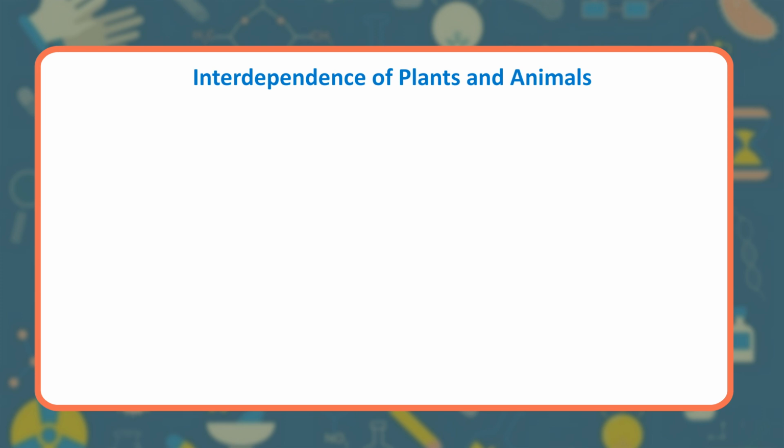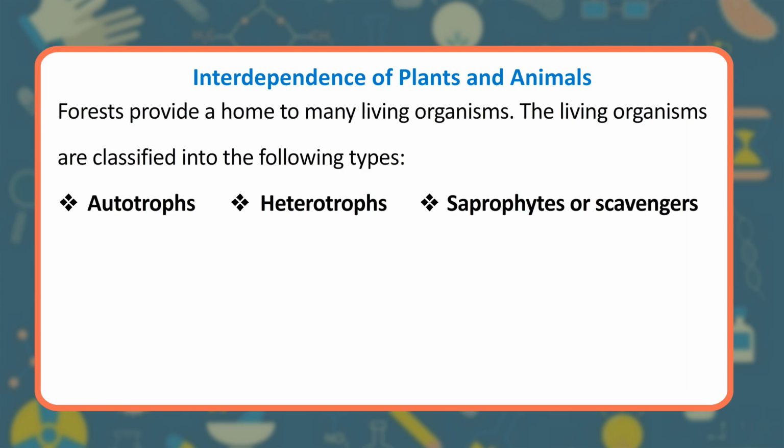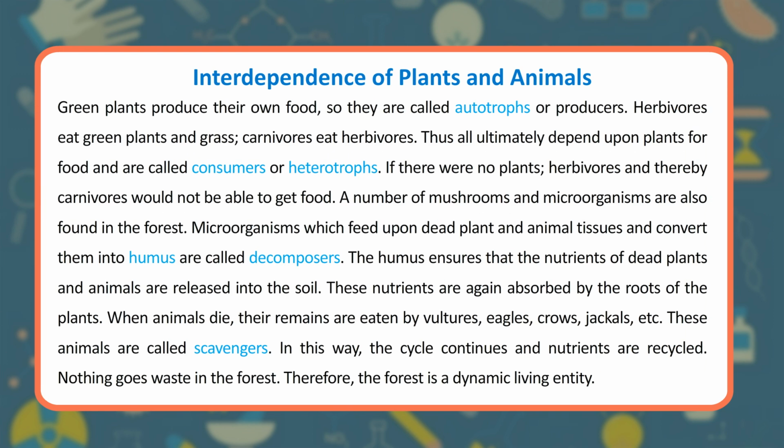Interdependence of plants and animals. Forests provide a home to many living organisms. The living organisms are classified into the following types: autotrophs, heterotrophs, saprophytes or scavengers. Green plants produce their own food, so they are called autotrophs or producers. Herbivores eat green plants and grass. Carnivores eat herbivores. Thus all ultimately depend upon plants for food and are called consumers or heterotrophs.